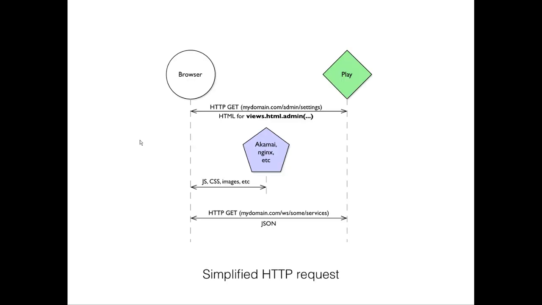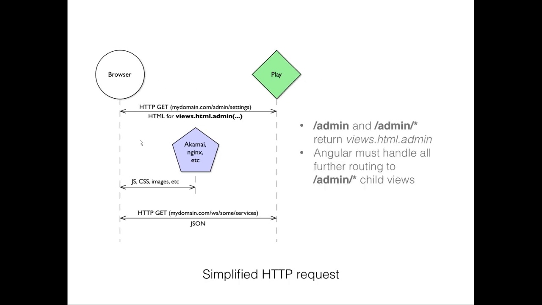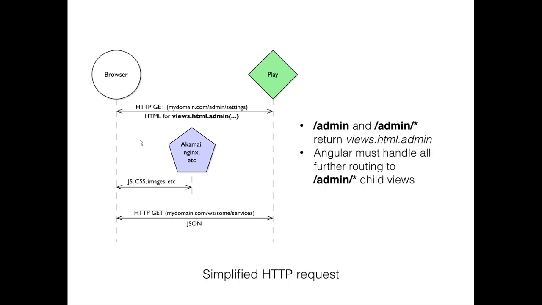So I just wanted to go through a very simplified HTTP request and how this would look, and there's a couple things to call out. First off, if you notice the domain and the URI in that first HTTP GET is pointing to admin settings, yet we're still going to return HTML for just admin.